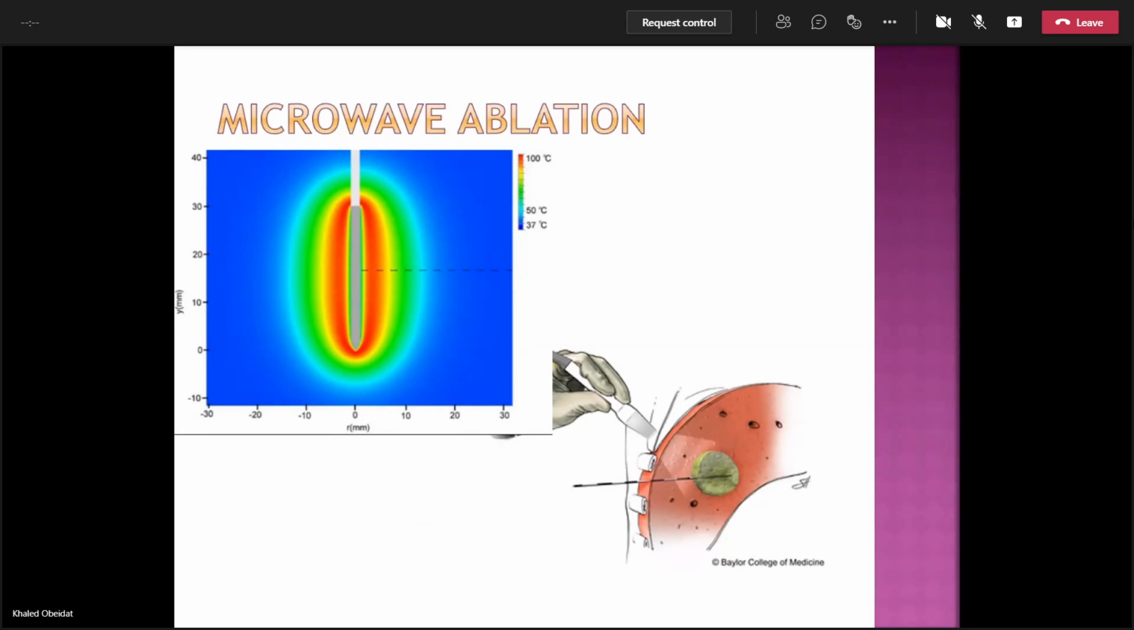Microwave needle, and similar to radiofrequency, it uses heat, and it can be used also for small lesions less than 5 centimeters.